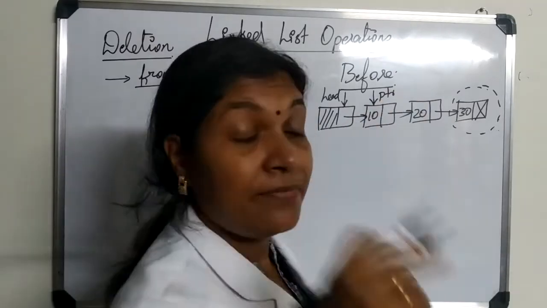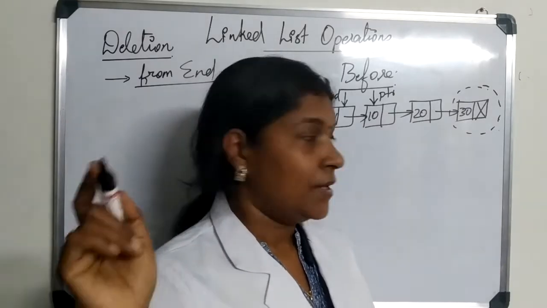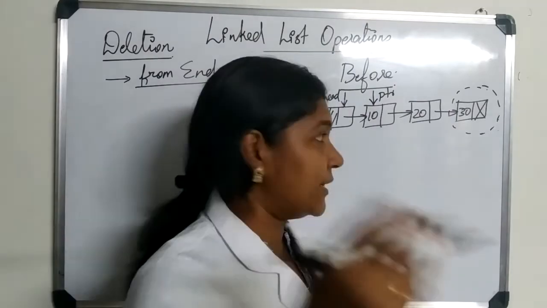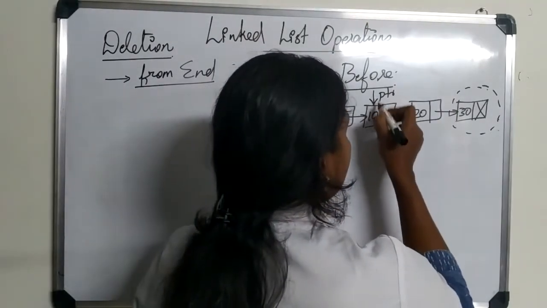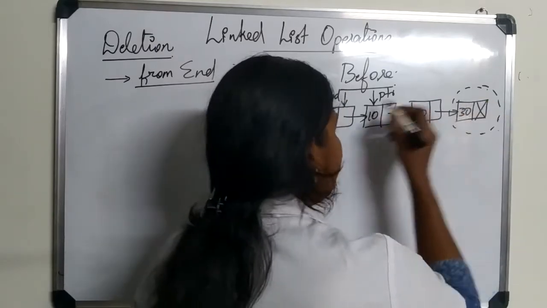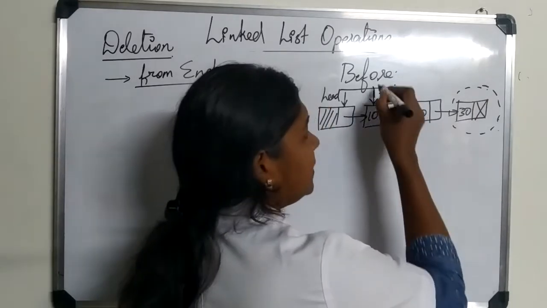Sorry, in the previous case I forgot one line, free of PTR. So you add that line also into the insert beginning. Okay, I'll explain where to add. Then PTR, then okay. So we made PTR point to the first node.